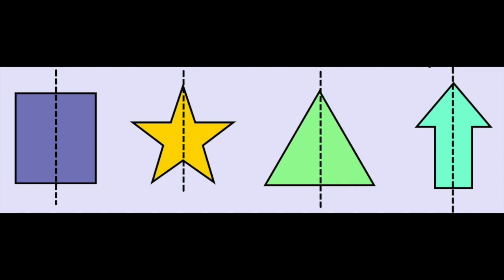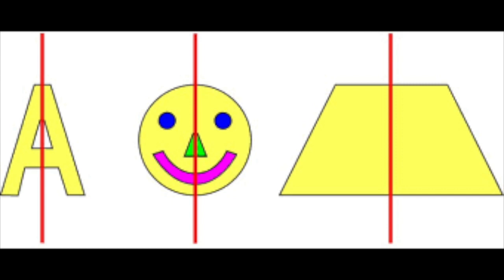Now, it's not just different shapes that are symmetrical. Let's take a look at this next one. You can see that some letters are actually symmetrical. So the capital A is symmetrical. I would encourage you to think through the alphabet and see if you can find any other letters that are symmetrical. This face is symmetrical. And here is a trapezoid that is also symmetrical. Again, you can fold them in half down that center line, and the 2 sides would be exactly the same shape and the same size.